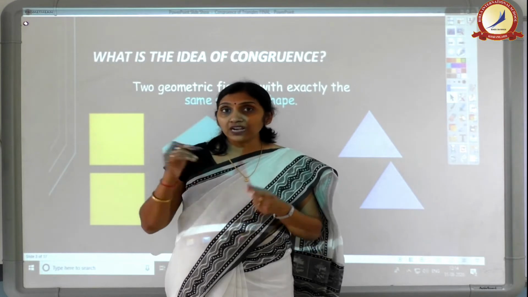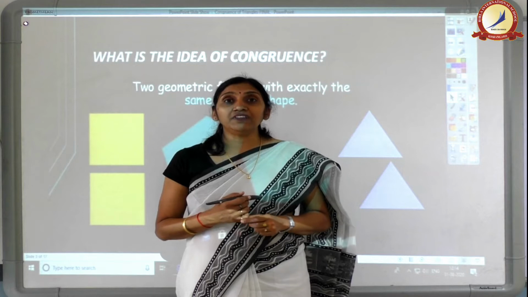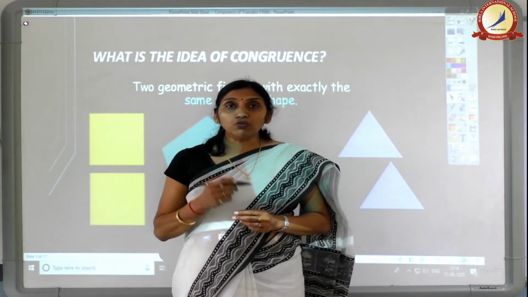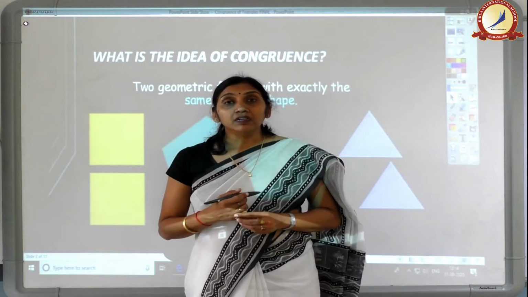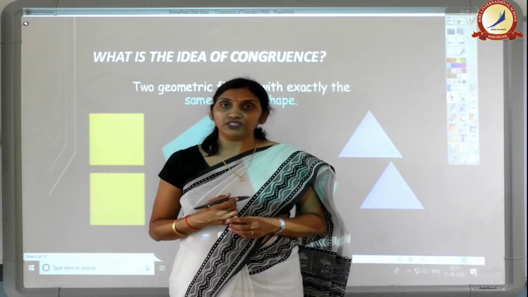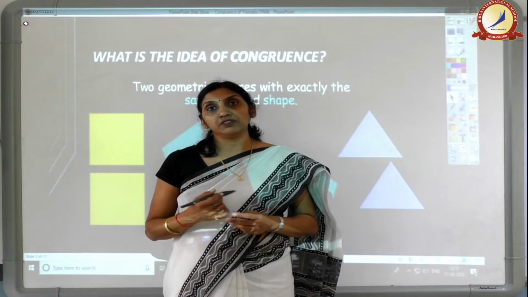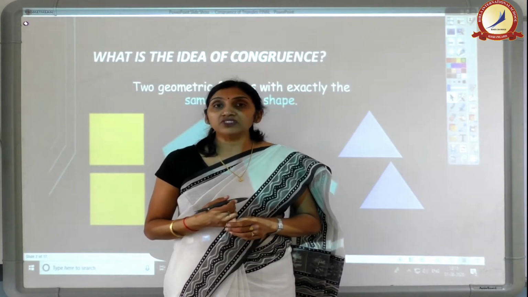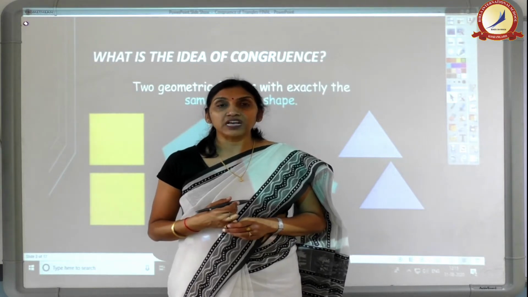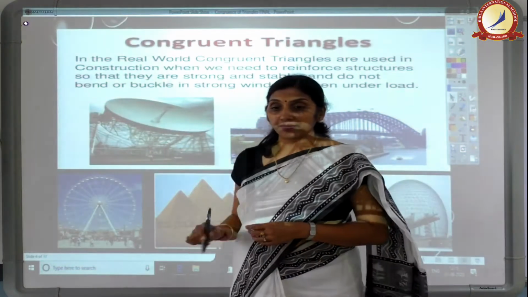So when you overlap one on the other, or superimpose one on the other, it will exactly overlap with each other. You will be able to pair the vertices of the given figures. You will be able to pair the sides of the given figures. If you could do that, we can say that the given two shapes are congruent. So, in general terms, if two geometrical shapes have the same size and shape, then the two figures are said to be congruent.